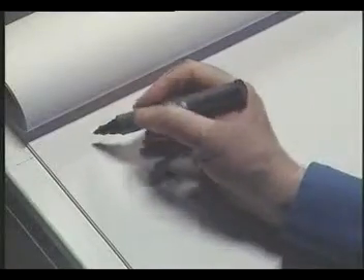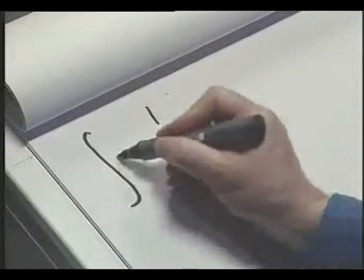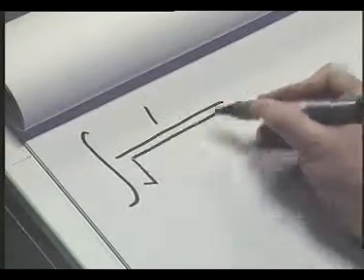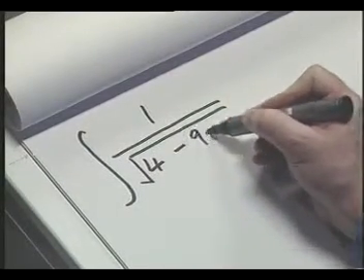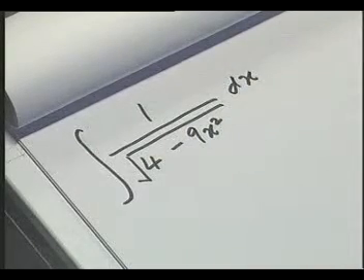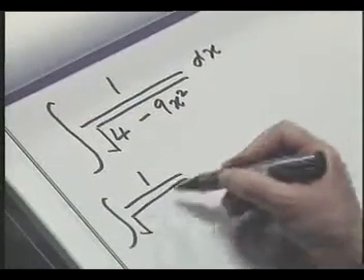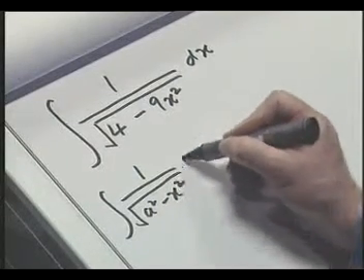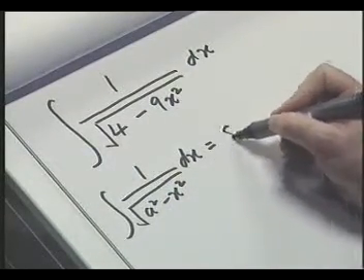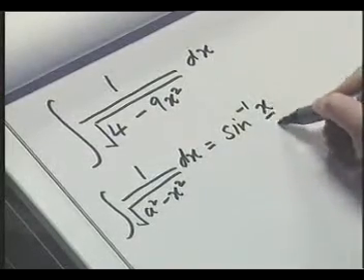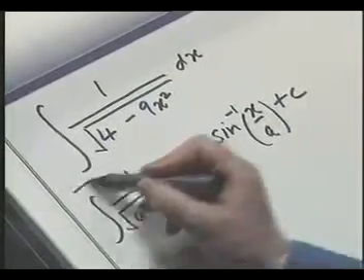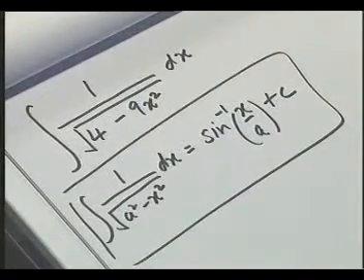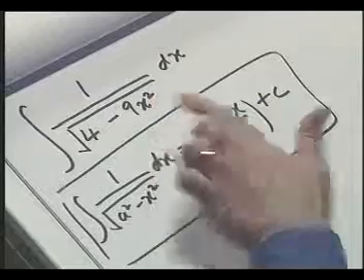We'll have a look at one final example, which is a variant on the previous example. Suppose we want to integrate 1 divided by the square root of 4 minus 9x squared dx. Now that's very similar to the one we've just looked at. Remember that we had the result that the integral of 1 over the square root of a squared minus x squared dx was the inverse sine of x over a plus a constant. Keep that in mind. That's the standard result we've already proved. We're almost there in this case.